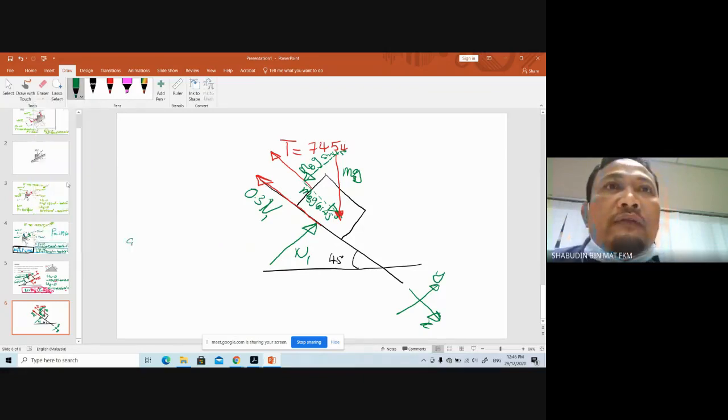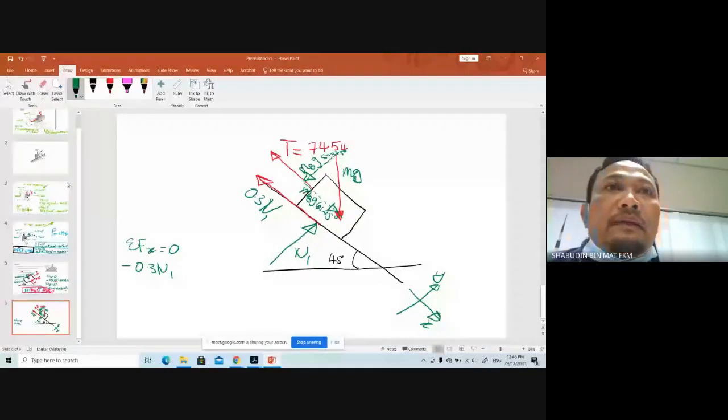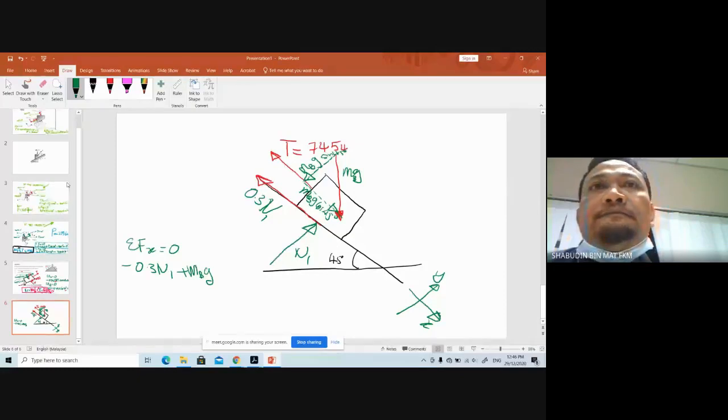Summation of force in x equal to 0. You have negative 0.3 n1, plus mb g, with g is 9.81, multiplied by cos 45 degrees, plus mb, minus T is equal to 0. What else do you have in this? These are the only ones that you have, right?